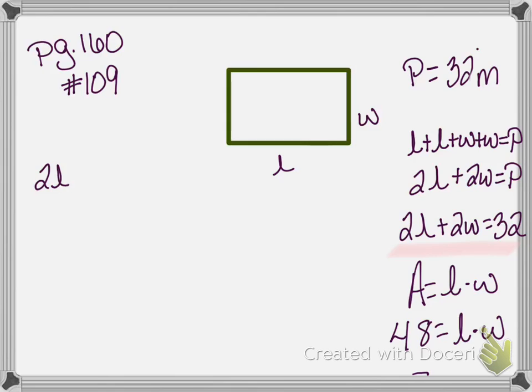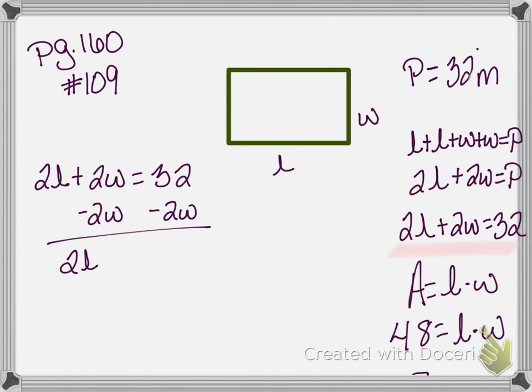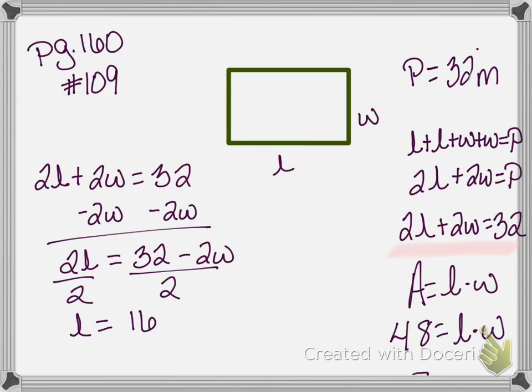So I have 2L plus 2W equals 32. So I'm solving for L. The first thing I'm going to do is subtract 2W from both sides. So I have 2L equals 32 minus 2W. And then I'm going to divide everything by 2. And this actually goes in super nicely. So I'm going to have L equals 16 because 32 divided by 2 is 16. And then negative W because 2 divided by 2 is just 1. And so I'm left with 16 minus W.